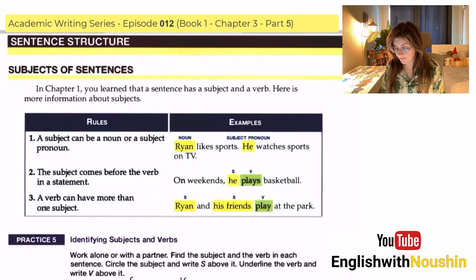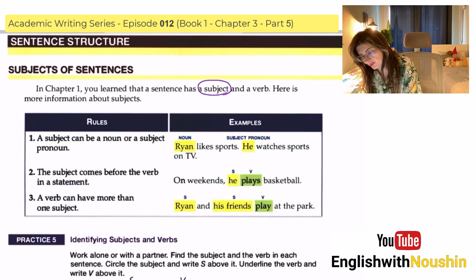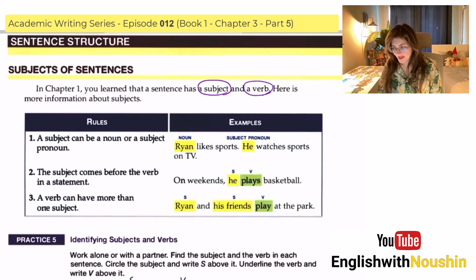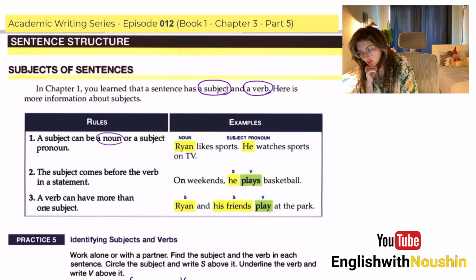So, go to page 55. You should remember that in chapter 1, we learned that a sentence must have a subject and a verb. That's a must. Now, let's look a little bit closer at the subject. 3 rules for the subject. A subject can be a noun or a subject pronoun.